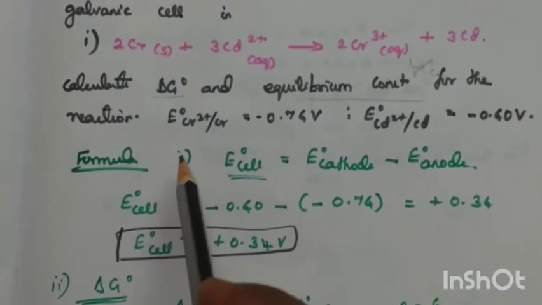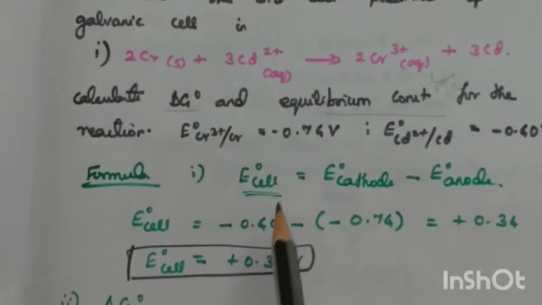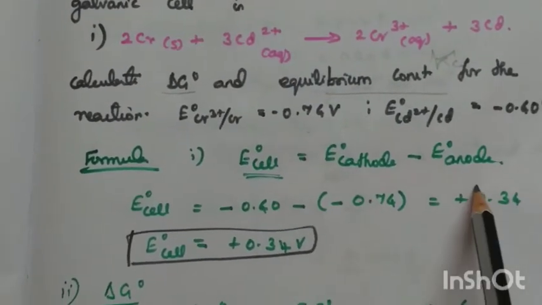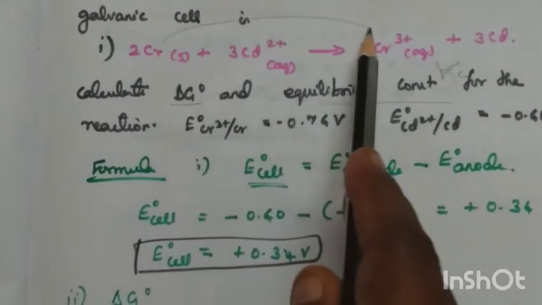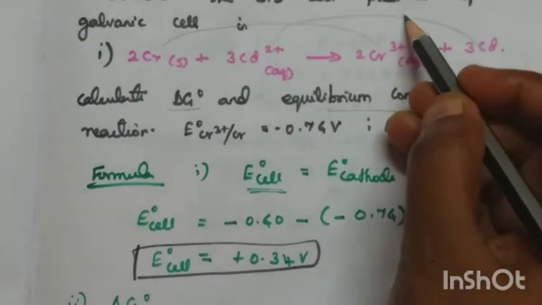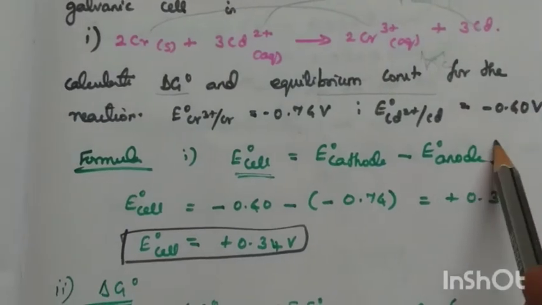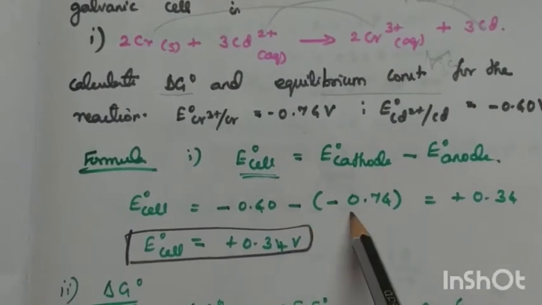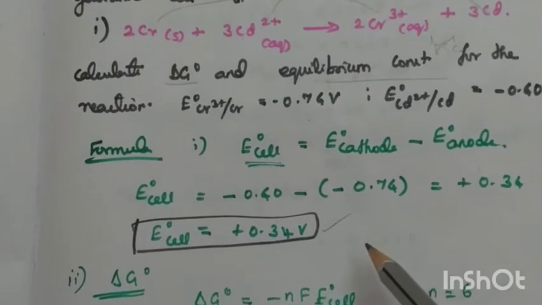E naught, how will you calculate it? Here we have to calculate the standard cell potential, no? So standard cell potential is equal to cathode minus anode. Here oxidation takes place, and here reduction takes place. Reduction takes place at the cathode. So for cadmium, write the cadmium value, minus 0.40, and here minus of minus 0.74, we get this. So we calculated the EMF of the cell.